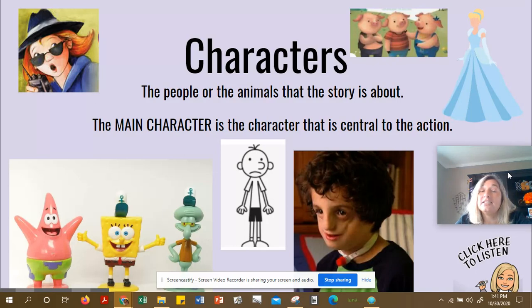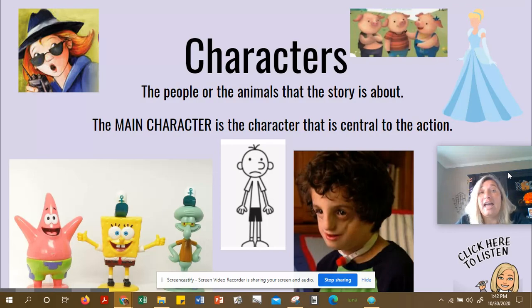Well, we obviously don't always have people as our characters. And what about SpongeBob? SpongeBob doesn't have any people in their stories or in the cartoon as the main character or as characters. So that's definitely a situation where we have animals, or I'm not sure what you'd call them, but we have something other than people as our characters in SpongeBob.